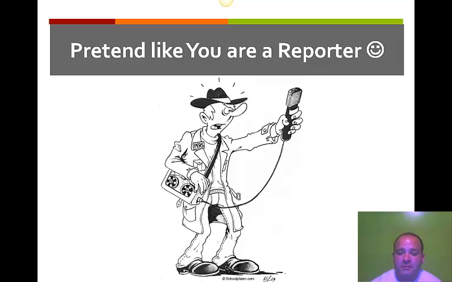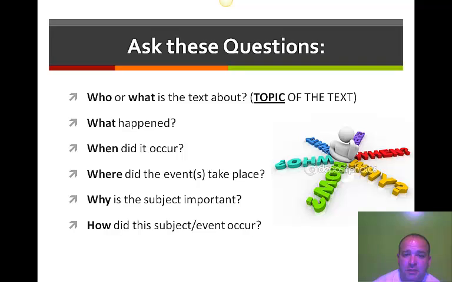When we're thinking about summarizing nonfiction, we need to pretend that you're a reporter. Okay? We've all heard of the 5 W's. That is what we're going to focus on. So we're going to ask these questions. Who or what is the text about? What happened? When did it occur? Where did the events take place? Why is this subject important? And how did this subject or event occur?